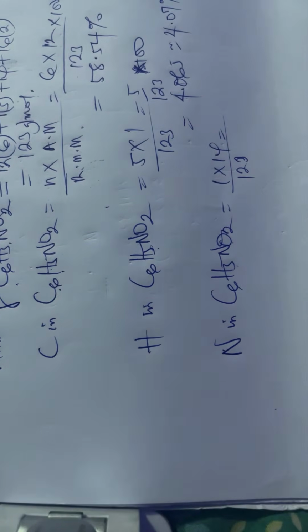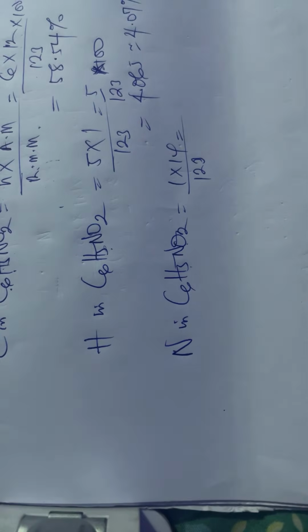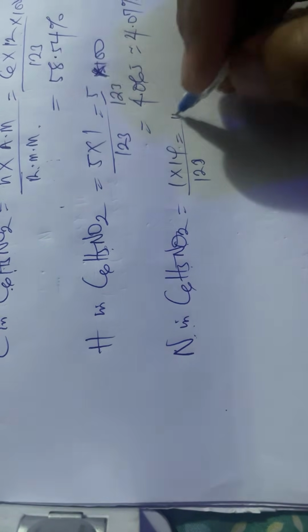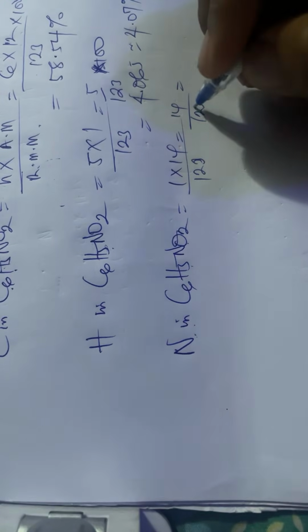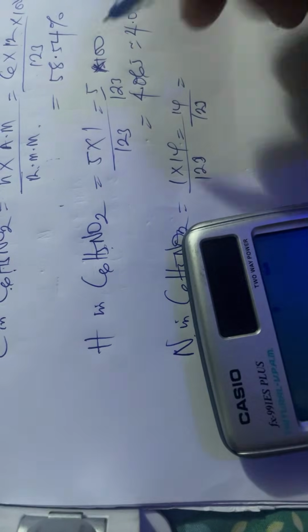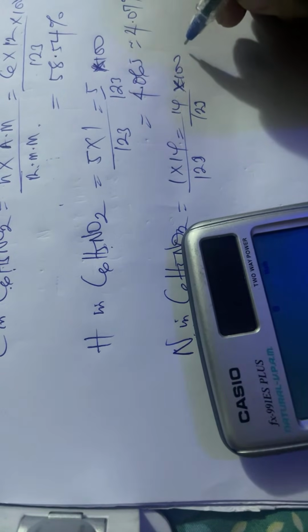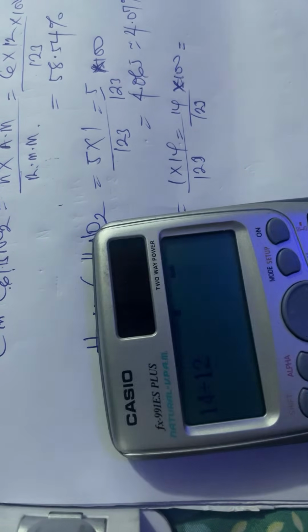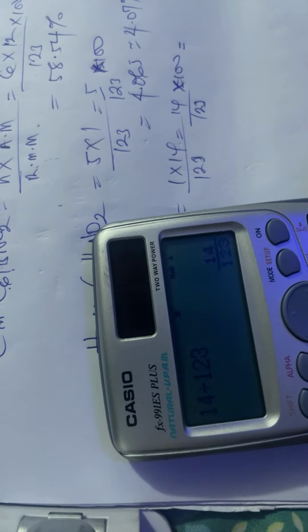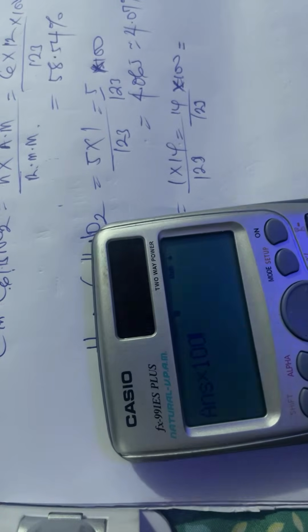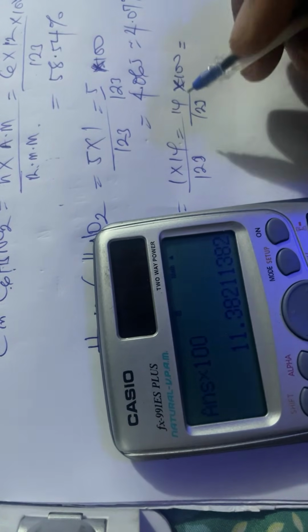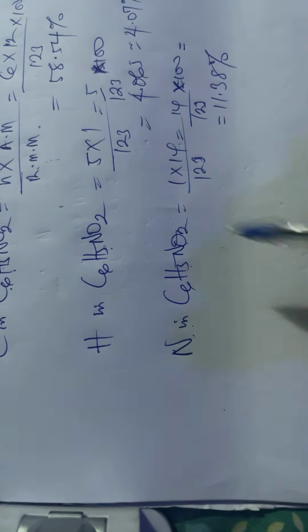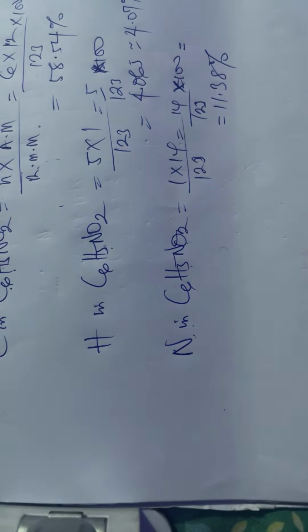Sorry for that break in transmission. So as I was saying, we are calculating for nitrogen. So this will be 1 times 14, 14 over 123, times 100. So 14 divided by 123, multiplied by 100, is going to give us 11.38%. Then the last element in this compound is oxygen.